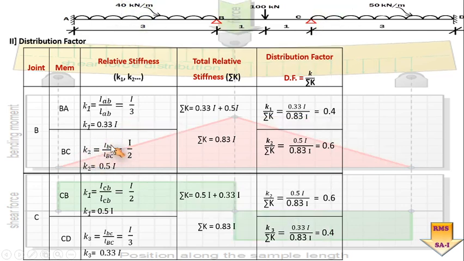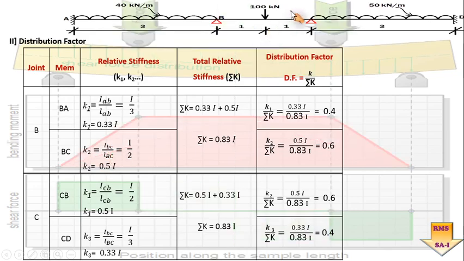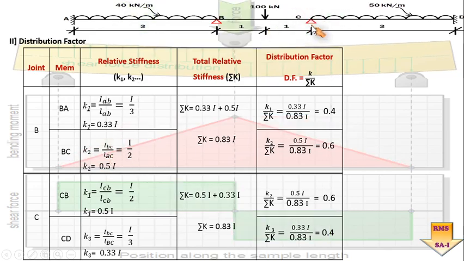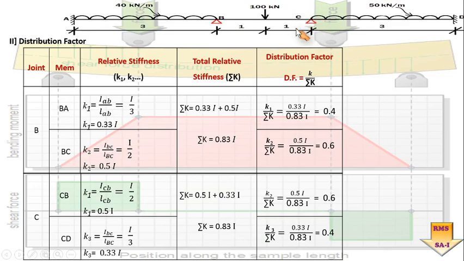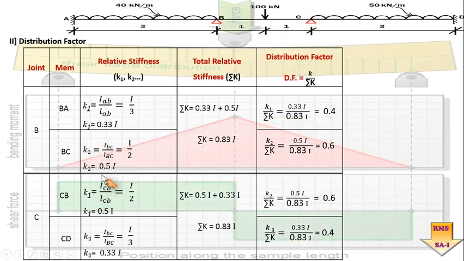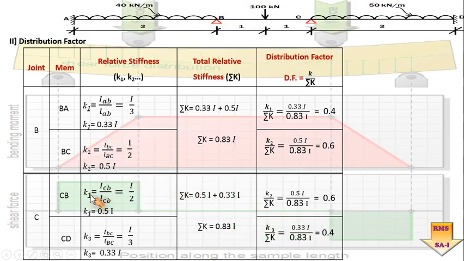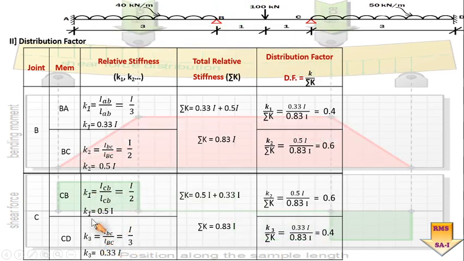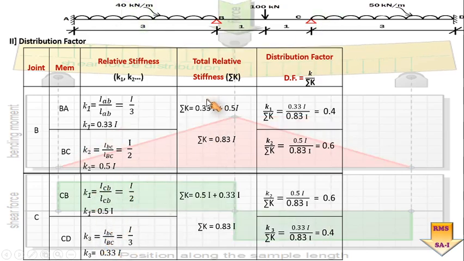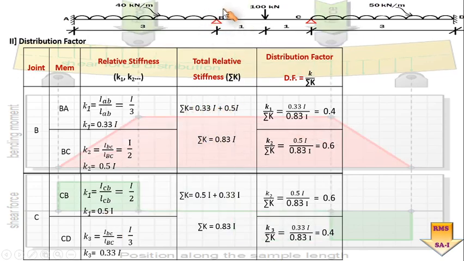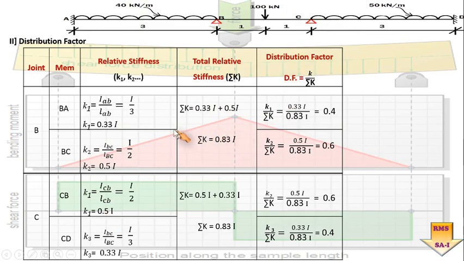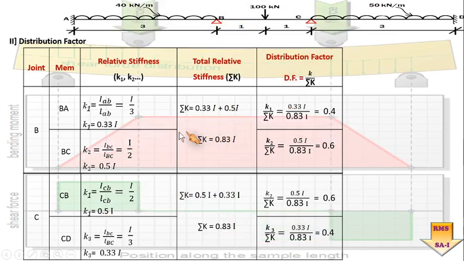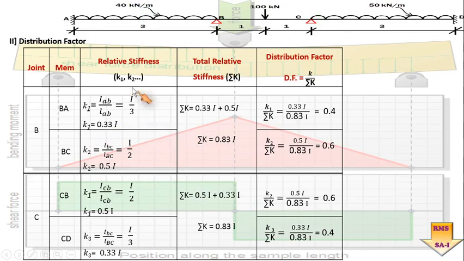Similarly K2 we have worked out, so again I by L, because the far end is again a partial fixity, since it is an intermediate support of a continuous beam, so it is to be treated as a fixed support at the far end. Is it okay? So this is K3 and K4. Similarly we have worked out the values of K3 and K4, and about an individual joint we have to find out the total relative stiffness of joint B and joint C, which is nothing but the summation of the relative stiffness of whatever members are meeting at that joint.